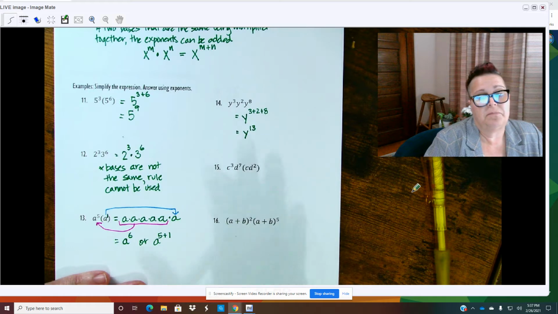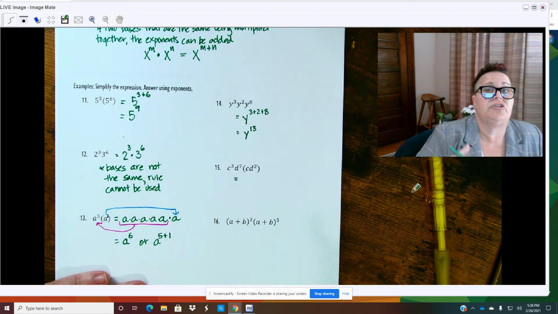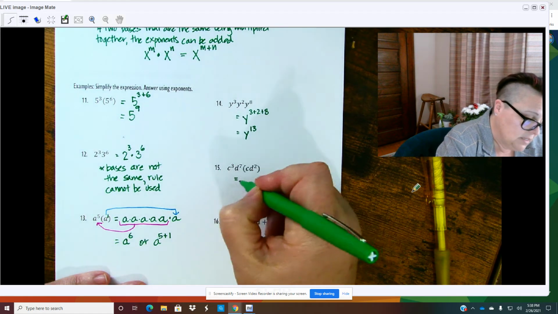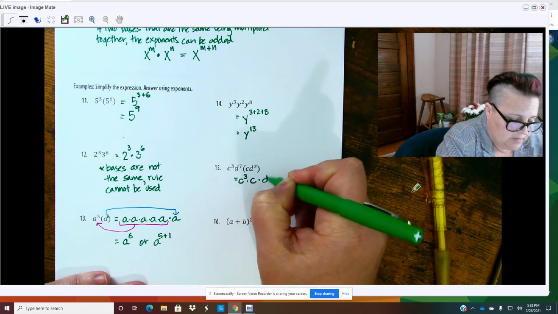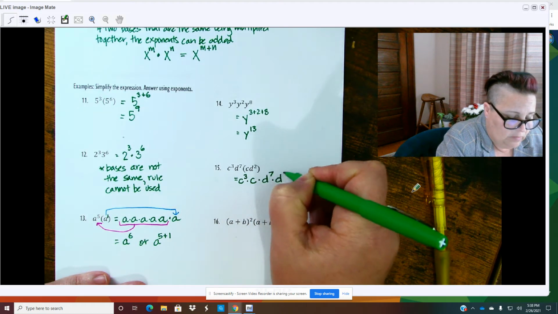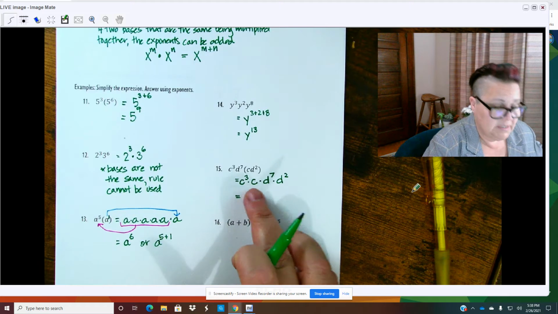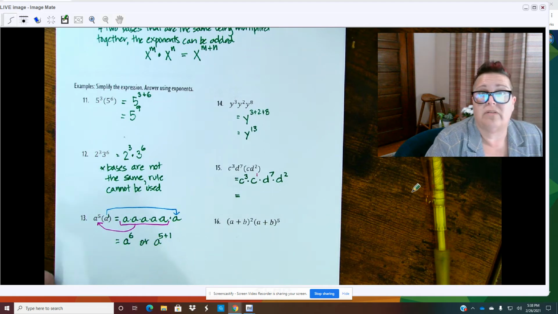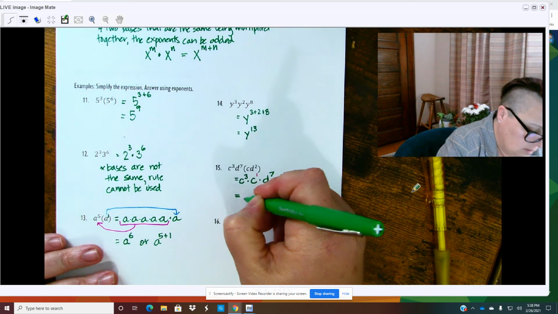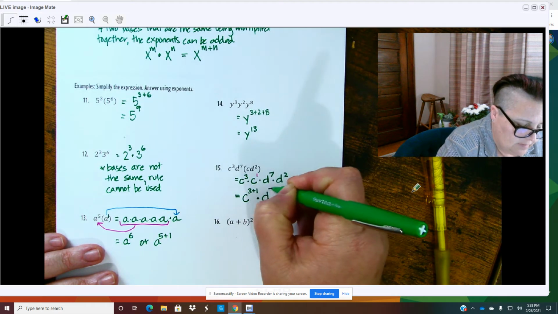What about 15? 15 is a little bit different because we've got C's and D's. So the idea here is to rearrange, because remember, multiplication is commutative. I can move stuff around. So I can do this as C to the third times C times D to the seventh times D squared. Now, just like in number 13, I have to be able to see that C without an exponent as C to the first, right? Because there's one of them. So that's going to give me C to the 3 plus 1 times D to the 7 plus 2.